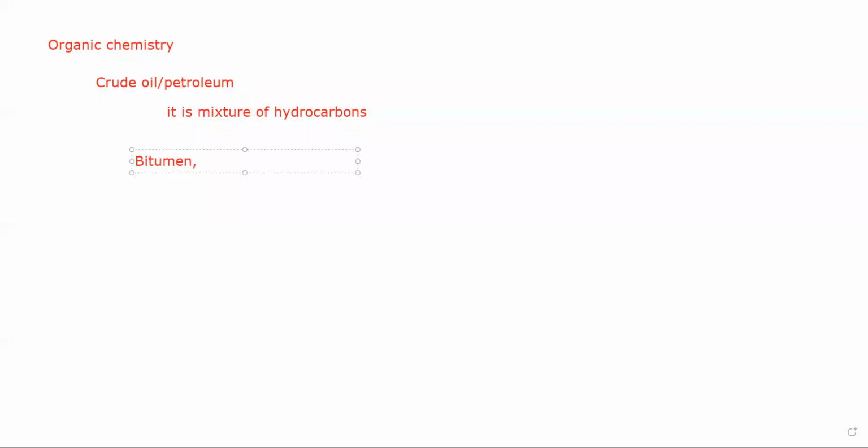These are the hydrocarbons present in a crude oil: fuel oil, diesel, paraffin or kerosene, petrol or gasoline, naphtha, and gases, different gases of hydrocarbon.